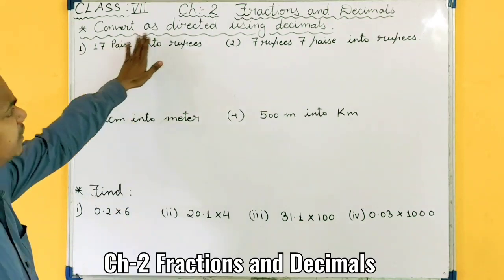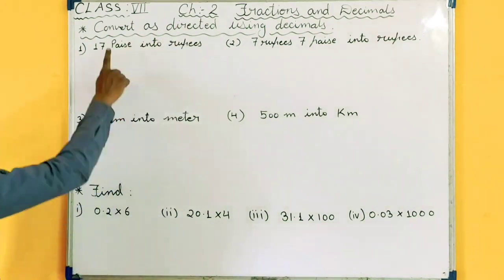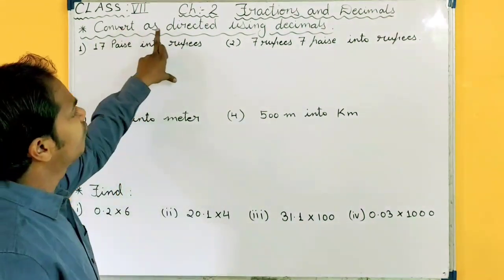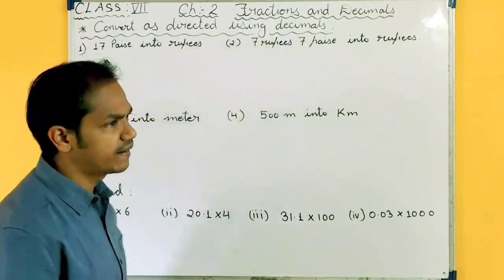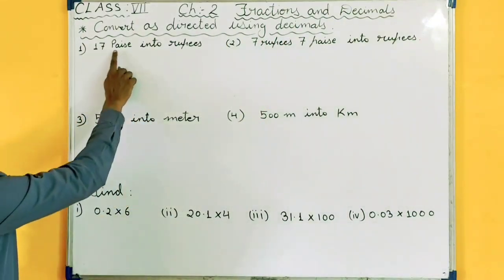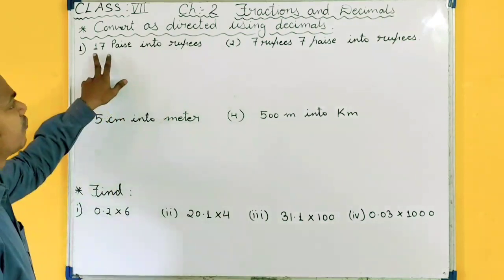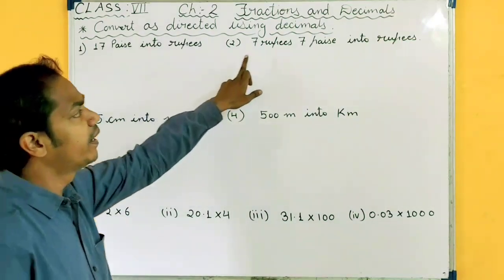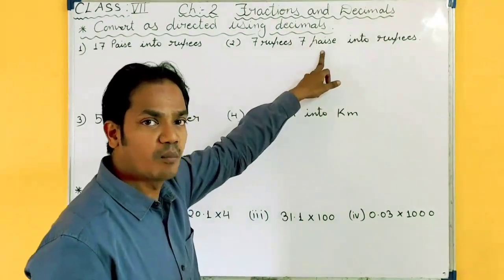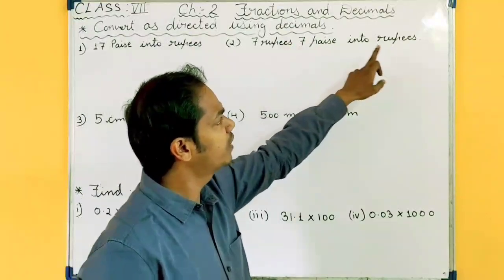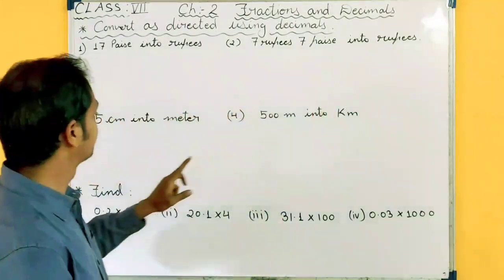Okay. Same chapter, fraction and decimal. Today I have taken one topic. Convert as directed using decimal. 17 paisa into rupees. You will convert this paisa into rupees. Here rupees and paisa both are given. Combined we will convert it into rupees.